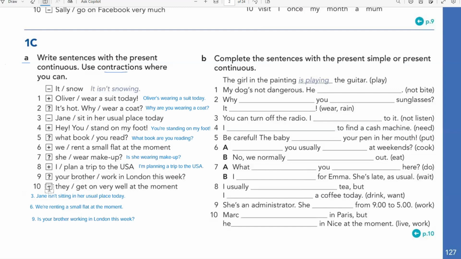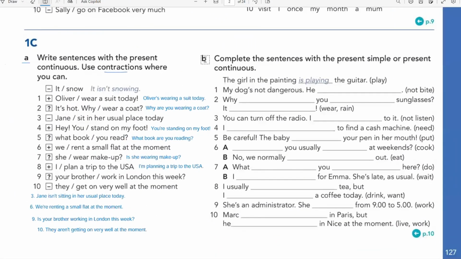Number 9 is negative. Minus is negative. So they get on very well at the moment. Again, at the moment, so it will be present continuous. They aren't getting on very well at the moment. Let's do that. It's number 10. They aren't getting on very well at the moment. That's it. So now we can move to B, exercise.